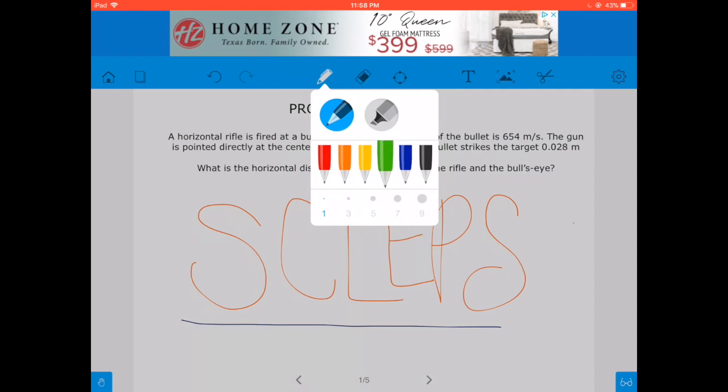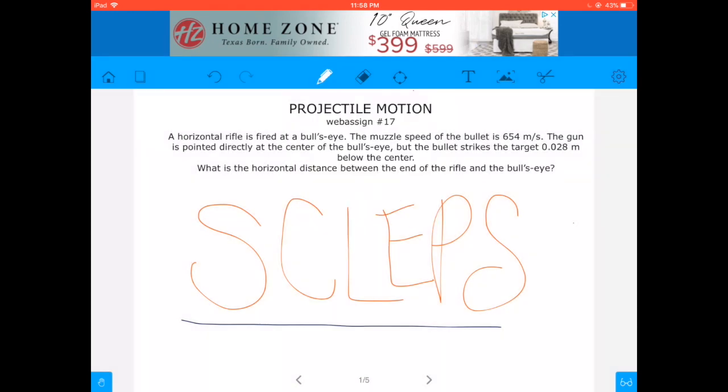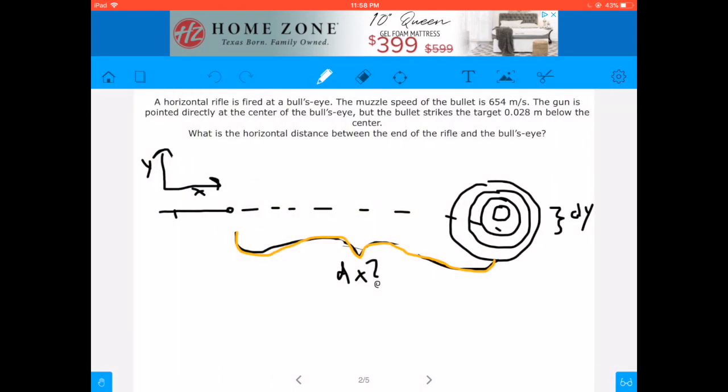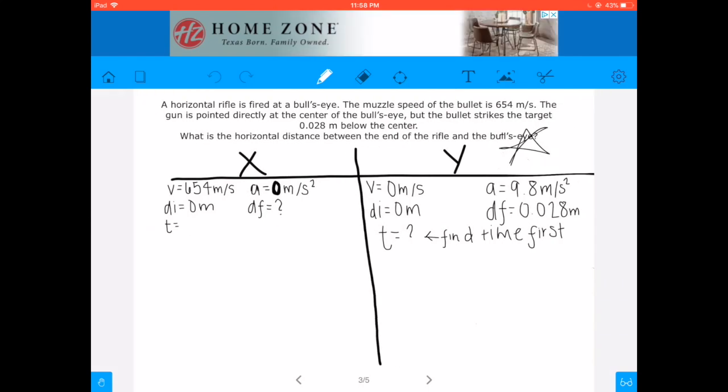So, first we sketch what it looks like. This is your coordinate system, y being your vertical motion and x being your horizontal motion. Now, we list out everything we know. In our x column, we know everything except two variables, our final horizontal distance and our time.